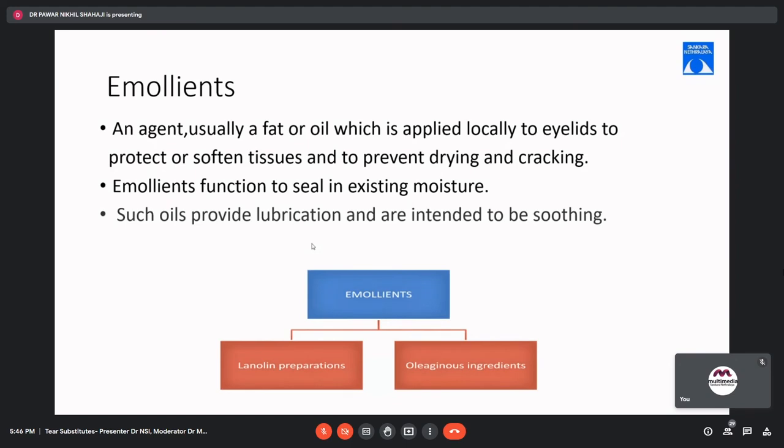The main active agents are emollients. They are usually such as fat or oil, which is applied locally to the eyelids to protect or soften tissues and to prevent drying and cracking. They function to seal in existing moisture. Such oils provide lubrication and are intended to be soothing. They divide into lanolin preparations and oleaginous materials.